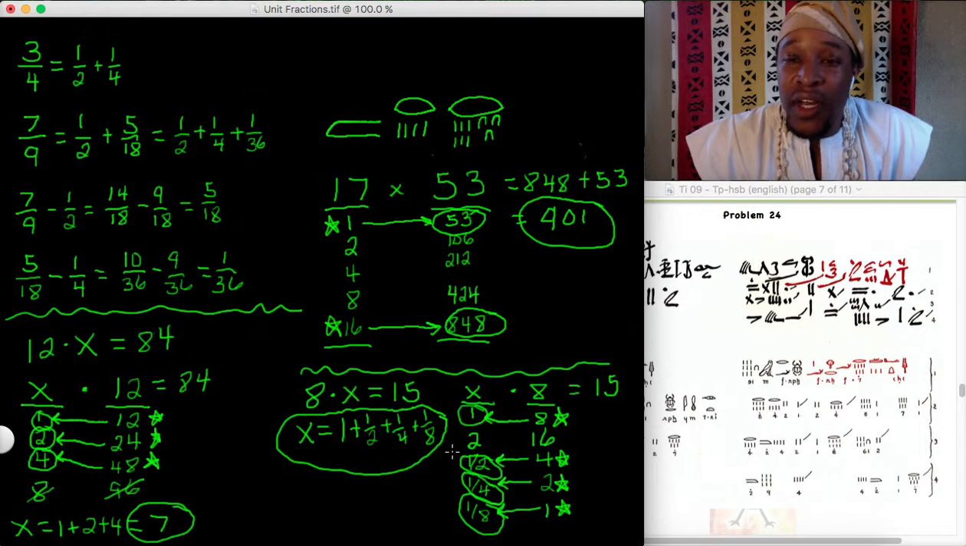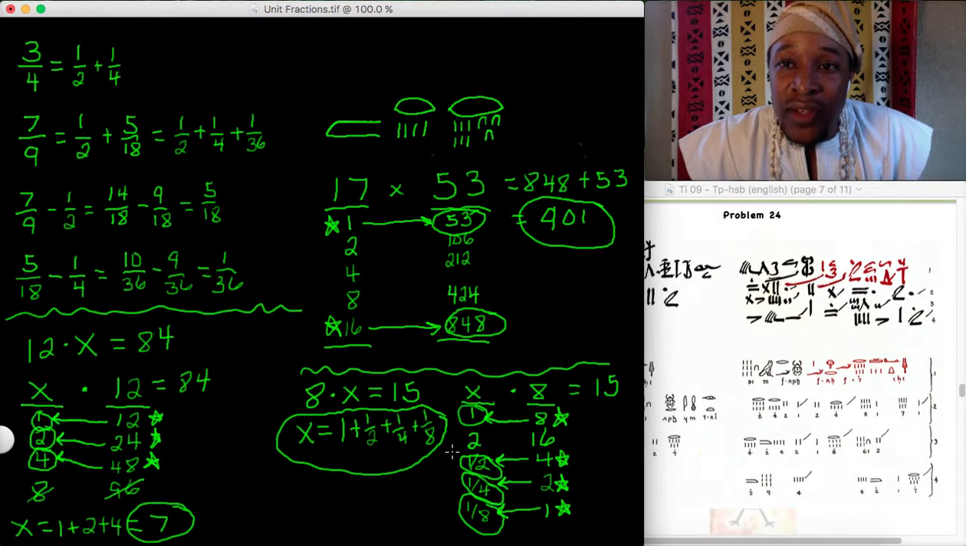In the next video, we're going to apply these techniques to solving Ahmes' mathematical papyrus problem number 24 according to the solution given in the ancient African text. So check it out.